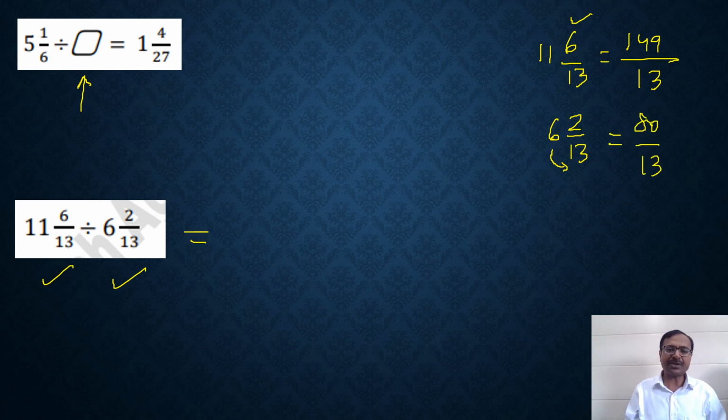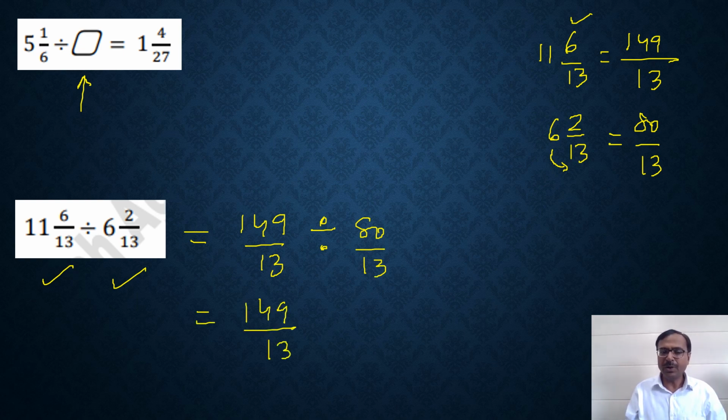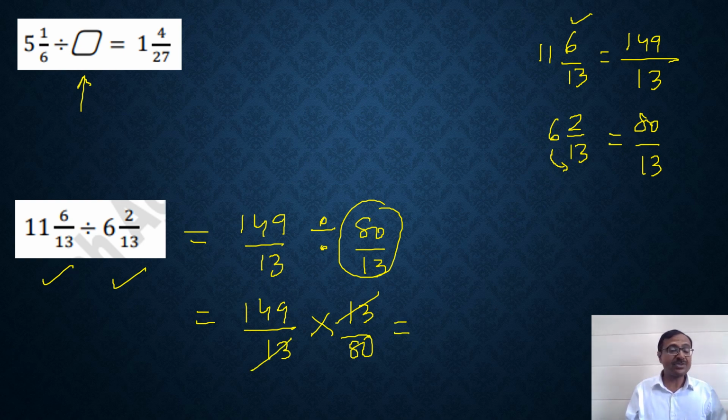So the question actually is 149 upon 13 divided by 80 upon 13. So what happens to the division sign? It gets converted to multiplication, and the second fraction is flipped. So 13 upon 80, and you can see 13 is the common factor which is getting cancelled there, and there is no other common factor between 149 and 80, and therefore the answer for the question will be 149 upon 80 itself. Pretty easy, right? Let's see the last one.